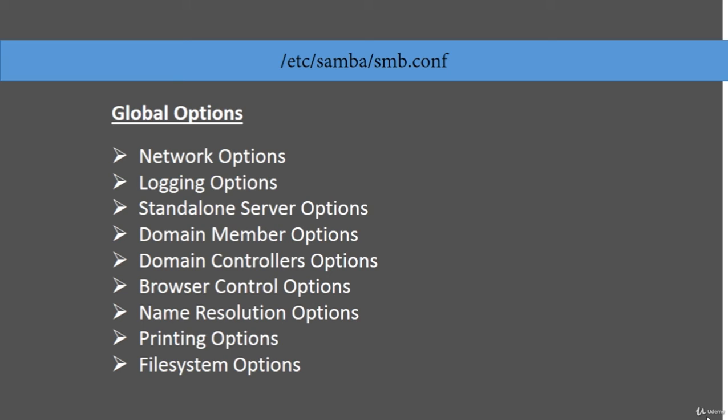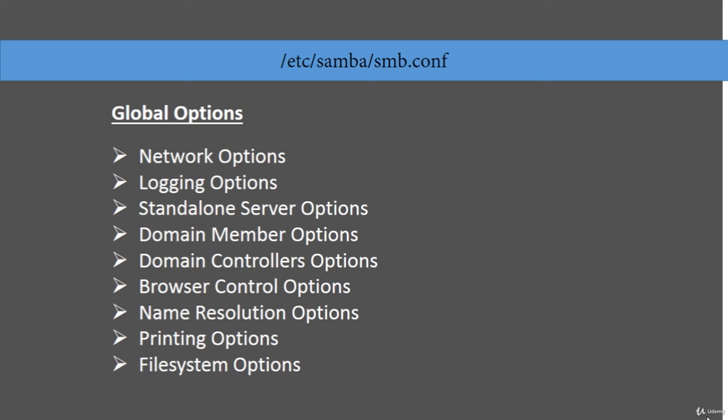The next one is standalone server options. That is the authentication. What kind of authentication you're going to use, you're going to configure in this section. Domain member options is the information about users on this share, and it's the backend where the user's information is stored. And the domain controller is actually where it's physically stored. So the domain controller is going to have the domain member options in it.